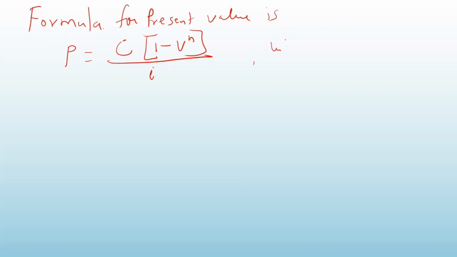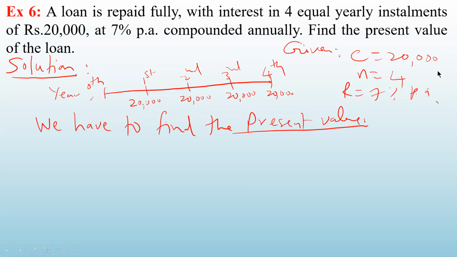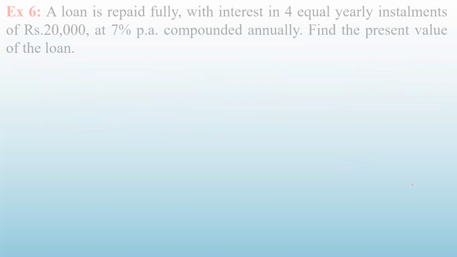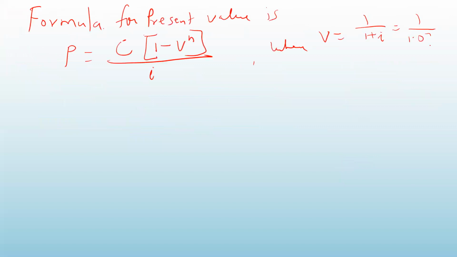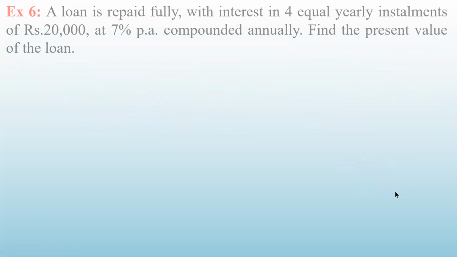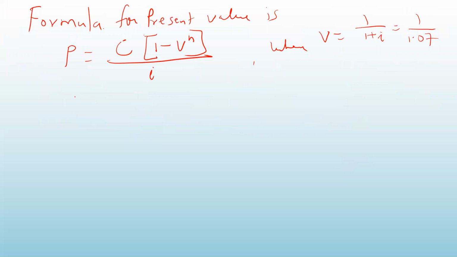Okay, where what is V? V is 1 divided by 1 plus I. What is 1 plus I? I is R, which is 7. So what will be I? 7 upon 100, that means 0.07. What is 1 plus I? It will be 1.07. So put here V is 1 divided by 1.07. Okay, so 1.07. Put all the values.